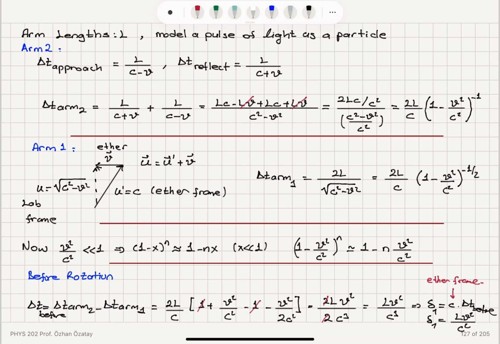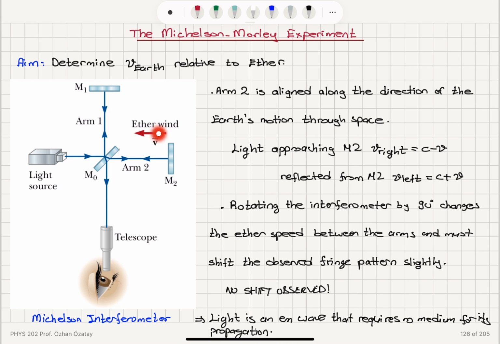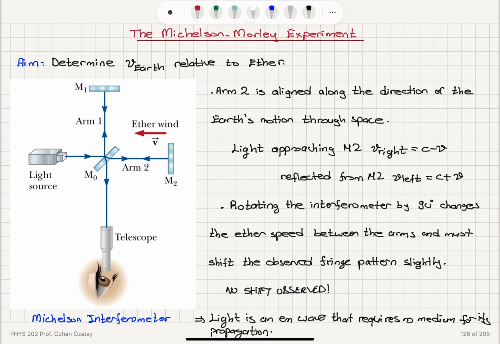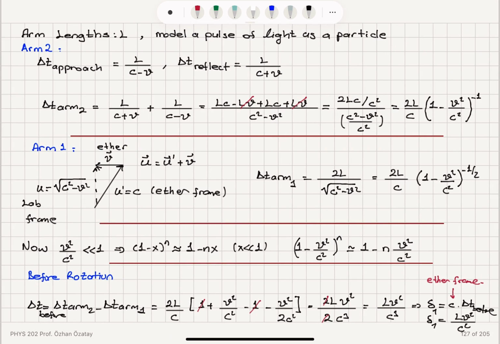Okay, so the light pulse spans a different time. In arm 2 it spans this time, in arm 1 it spans this time. Now the ether wind velocity is basically due to the fact that Earth has a motion through space, and because the Earth moves with a speed much less than the speed of light, v square over c square is much less than 1. So if we have 1 minus x to the power n, where x is much less than 1, this is approximately 1 minus nx. That comes from the Taylor series expansion.